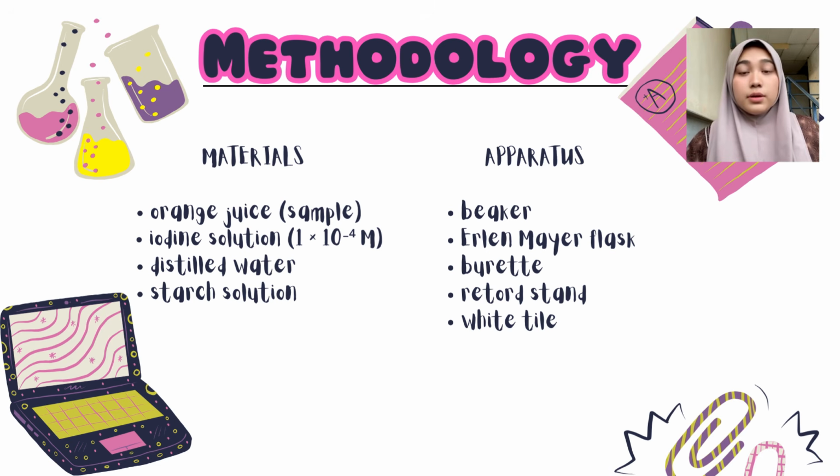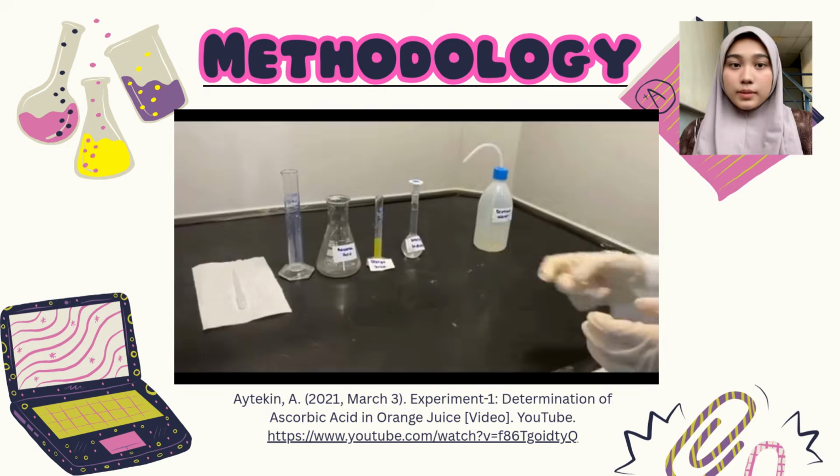Today, I will explain the experimental procedure for determining the concentration of ascorbic acid, commonly known as vitamin C, in a sample of orange juice. Materials needed: orange juice sample, iodine solution, distilled water, starch solution, and standard lab equipment such as beaker, Erlenmeyer flask, and a burette.